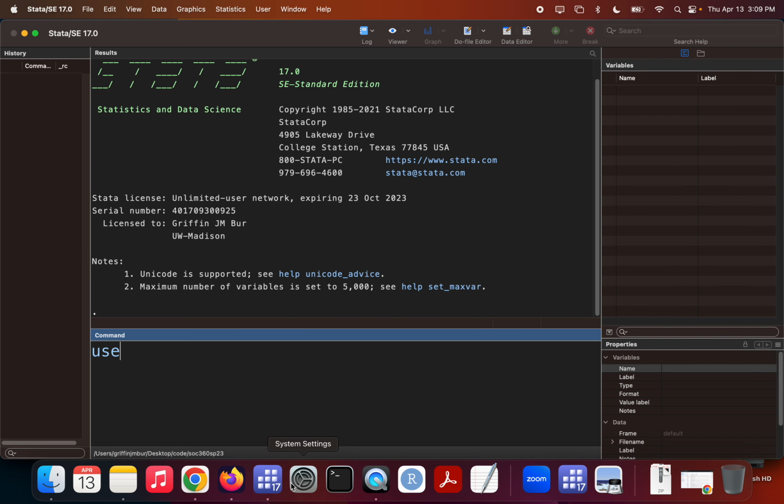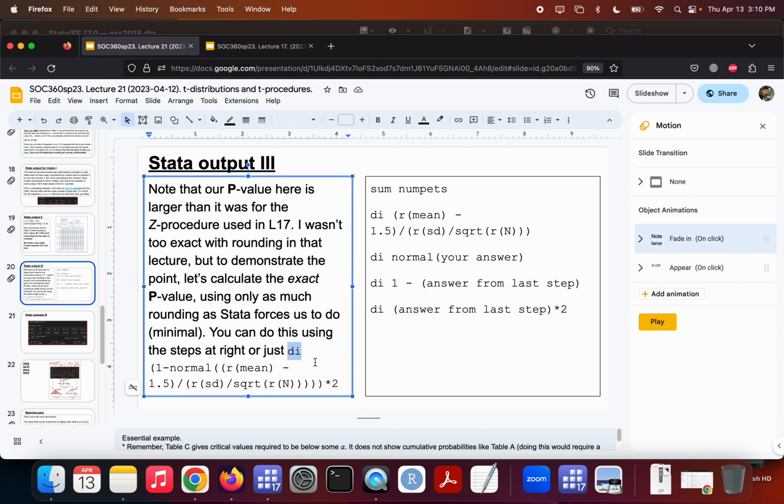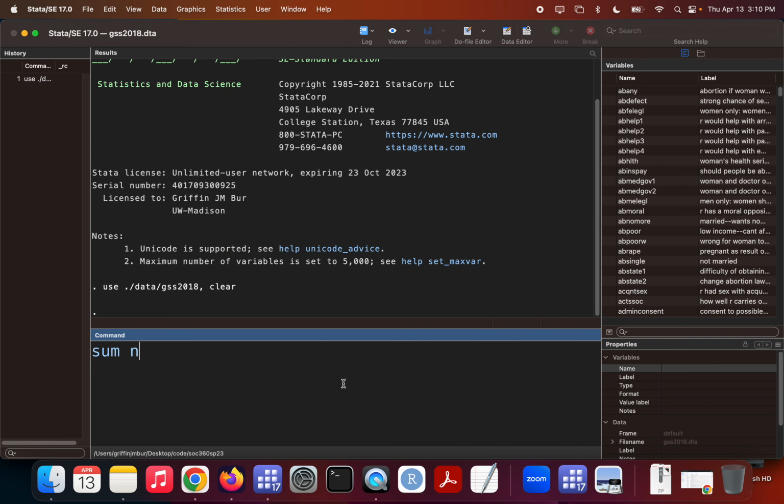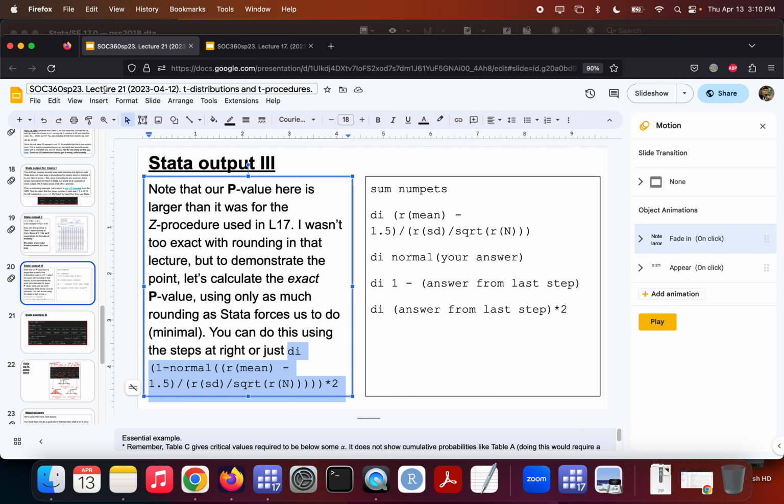Okay, so we'll use the GSS data here, and I'll show what I'm referring to. So let's just do this code here. So we'll write some numpets and then this. So this would be our two-sided p-value that we should have gotten exactly by hand. Last time it's 0.0143, keep that in mind, because we're going to find that our p-value this time is a little bit different. So what does that output look like in Stata?